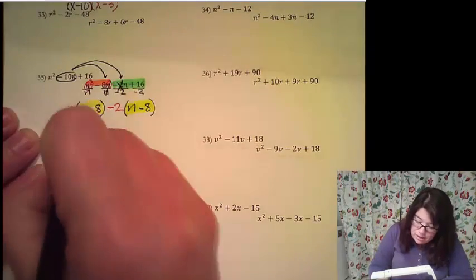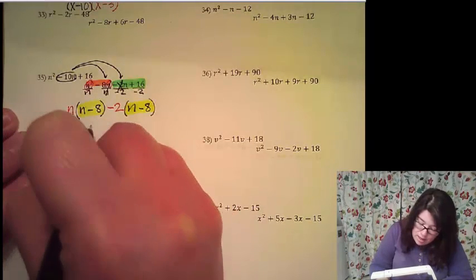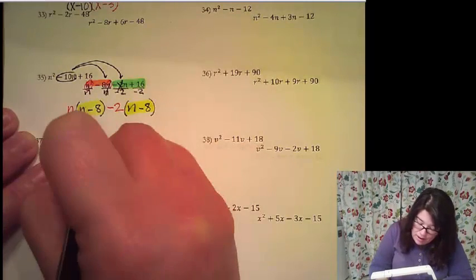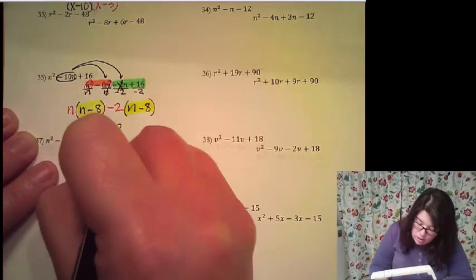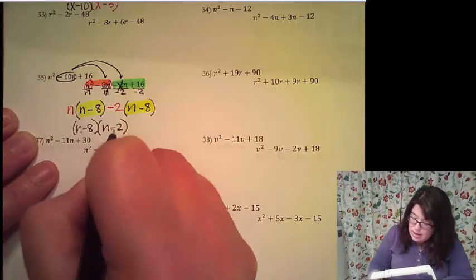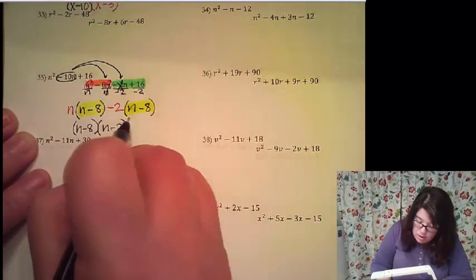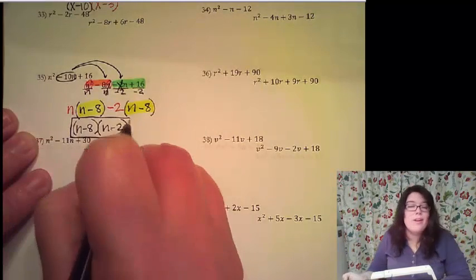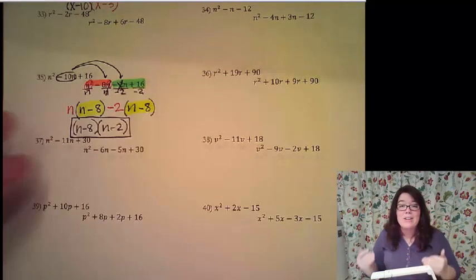So for my final answer, I'm going to factor out my twins. They go together. And then I'm going to factor out my loners, or leave them left over in their own binomial. And there you have it. That is the factored form.